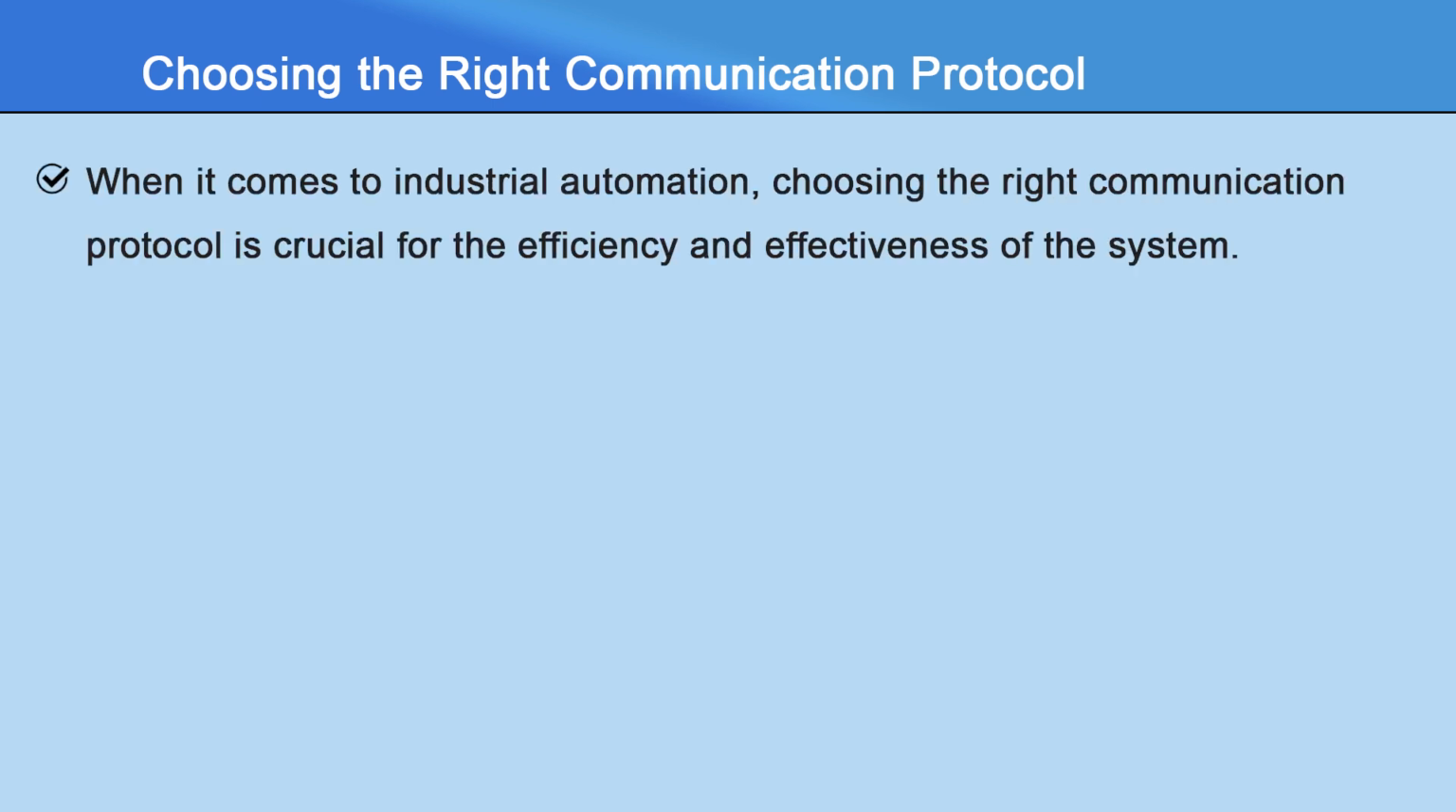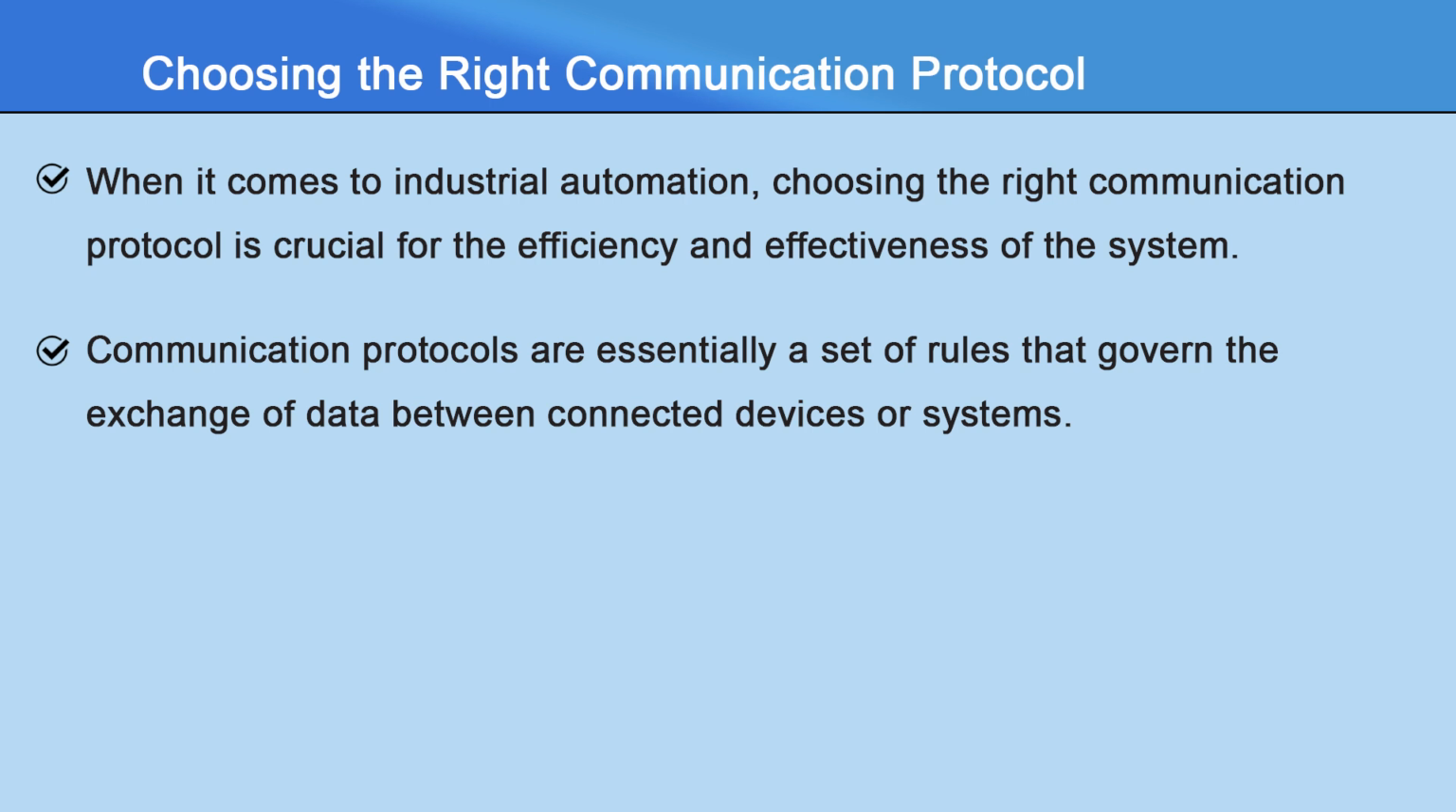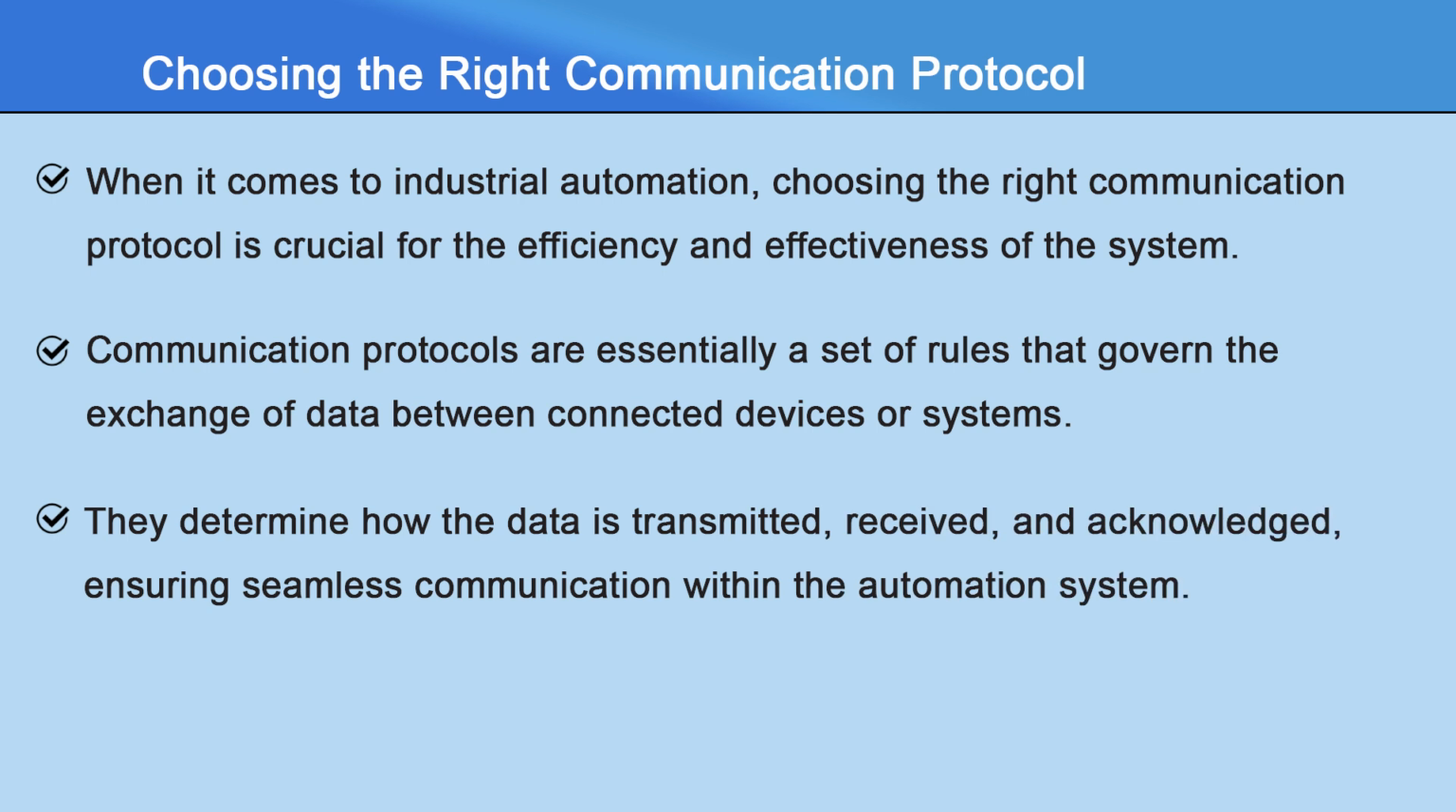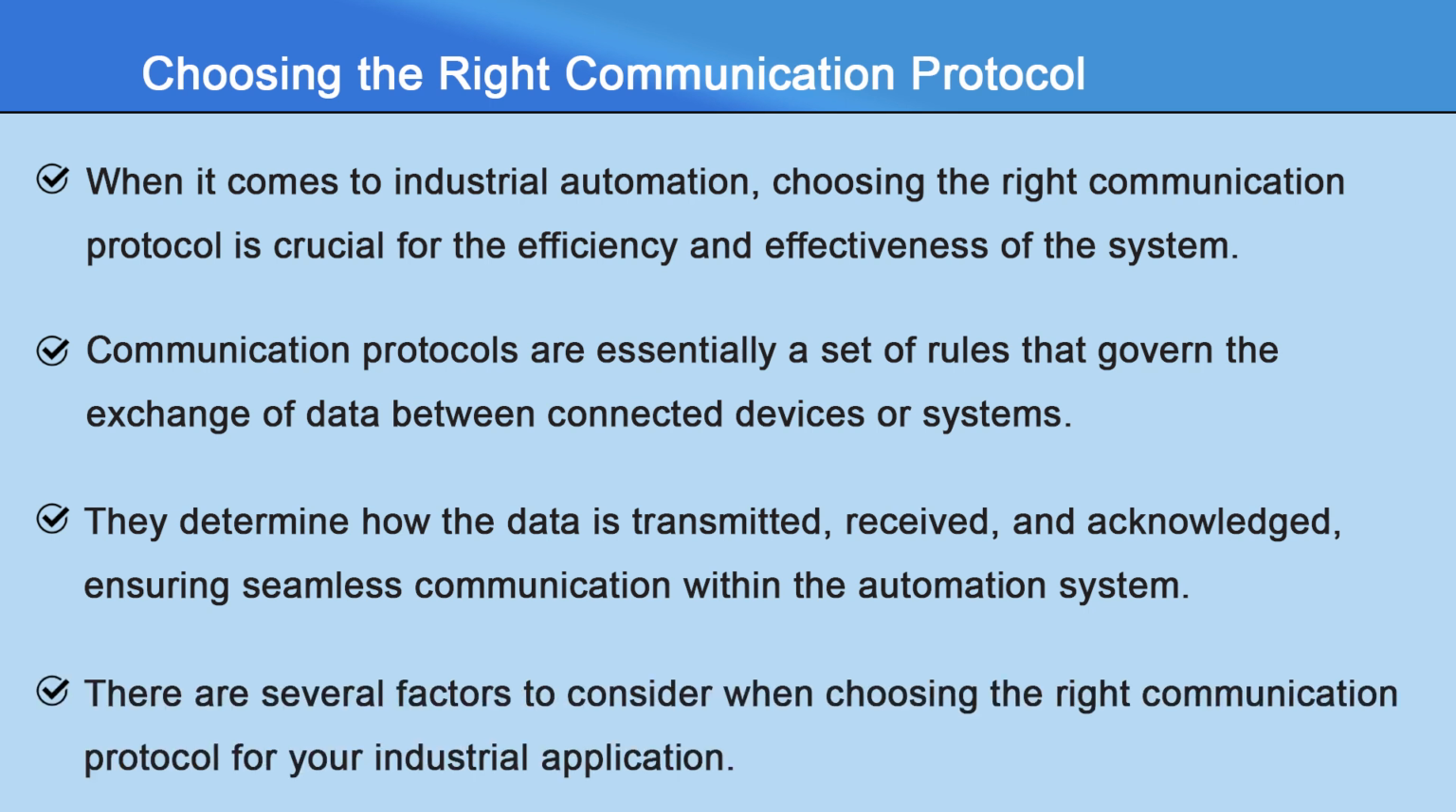When it comes to industrial automation, choosing the right communication protocol is very crucial for the efficiency and effectiveness of the system. The communication protocols are, as we have discussed, a set of rules that govern the exchange of data between connected devices or systems. These protocols determine how the data will be transmitted, received and acknowledged, which ensures seamless communication within the automation system. There are several factors to consider while choosing the right communication protocol for industrial automation.